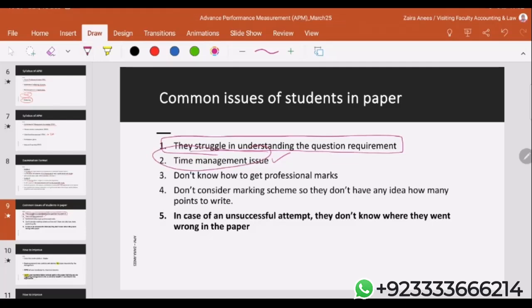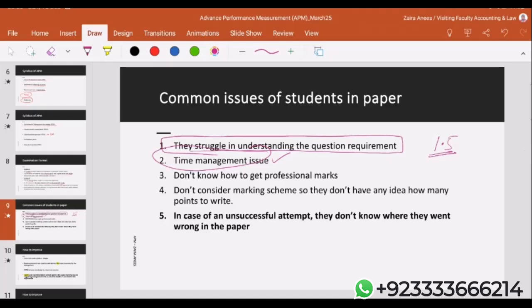The first way is to start practicing the past papers by writing them. That's the most important point. And when I say writing them, that means writing within a specified time period. For example, if it's section A, then you are supposed to complete section A within 1.5 hours, right?